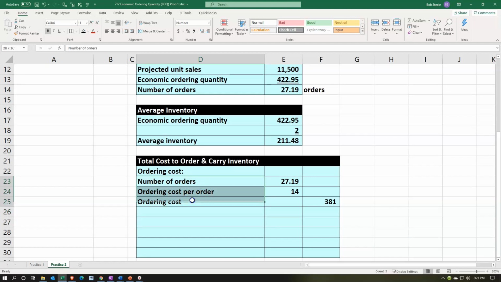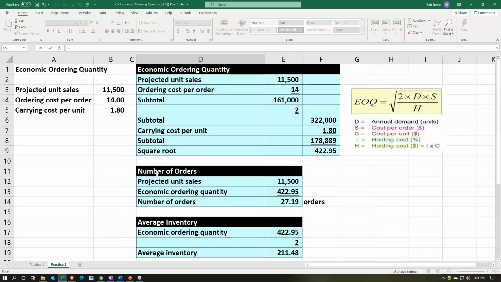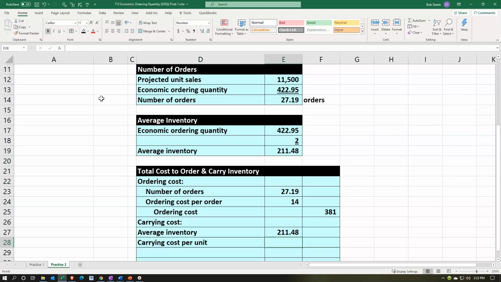Let's format that. I'm going to select these items. Home tab, alignment, increase the indenting. This one, home tab, alignment, increase the indenting. Then we have the carrying cost. We have the average inventory that we calculated up top. This is obviously an average here, so this is going to be the 211.48. Let's add some decimals. Home tab, numbers, add a few decimals. We're going to multiply that times the carrying cost, which is the $1.80. Home tab, numbers, add a few decimals.